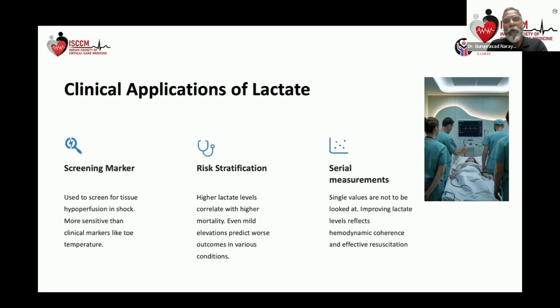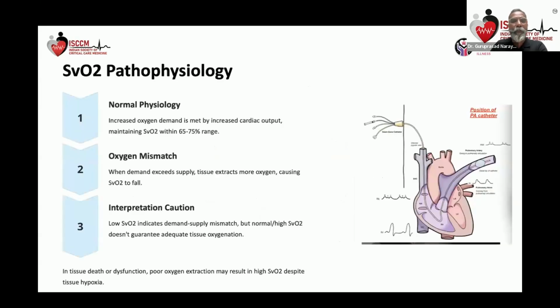And what I wanted to stress is it is not a single value which you have to take. It is a serial measurement of lactate which is more important. So single values are not to be looked at. Improving lactate levels reflect hemodynamic coherence and effective resuscitation. Just a word about SvO2, though pulmonary catheters are not put often, it will help. In normal physiology, increased oxygen demand is met by increased cardiac output, and the body maintains an SvO2 of 65 to 75%. If there is a mismatch, that means the tissue is probably extracting more oxygen and the SvO2 falls. And this low SvO2 indicates a demand supply mismatch.